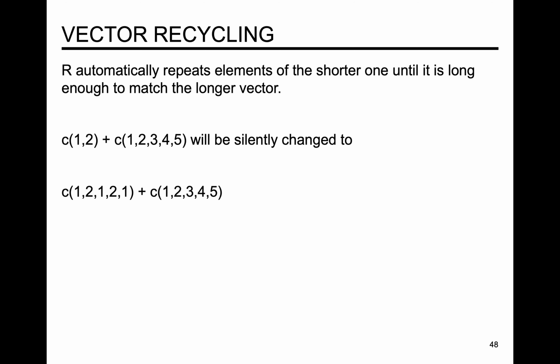So here, the vector containing elements 1, 2 is 3 elements shy of the vector I'm trying to add it to. So R is going to silently change the vector 1, 2 to 1, 2, 1, 2, 1. And now it has length 5 matching the length of the vector I'm trying to add it to. And so now we can perform element-wise addition. Okay, so hopefully this example made it a little bit clearer.